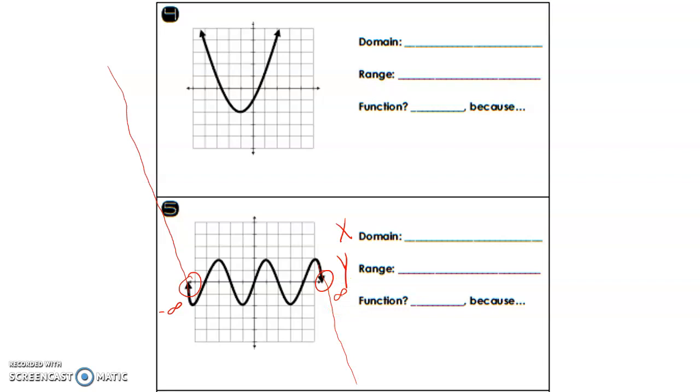So my domain is going to include negative infinity less than x less than positive infinity, or all real numbers. My range, my lowest point is going to be negative infinity because of those arrows. Highest point is going to be positive infinity because of those arrows. So again, all real numbers. Is this a function? Yes. Why? Because it passes the vertical line test.